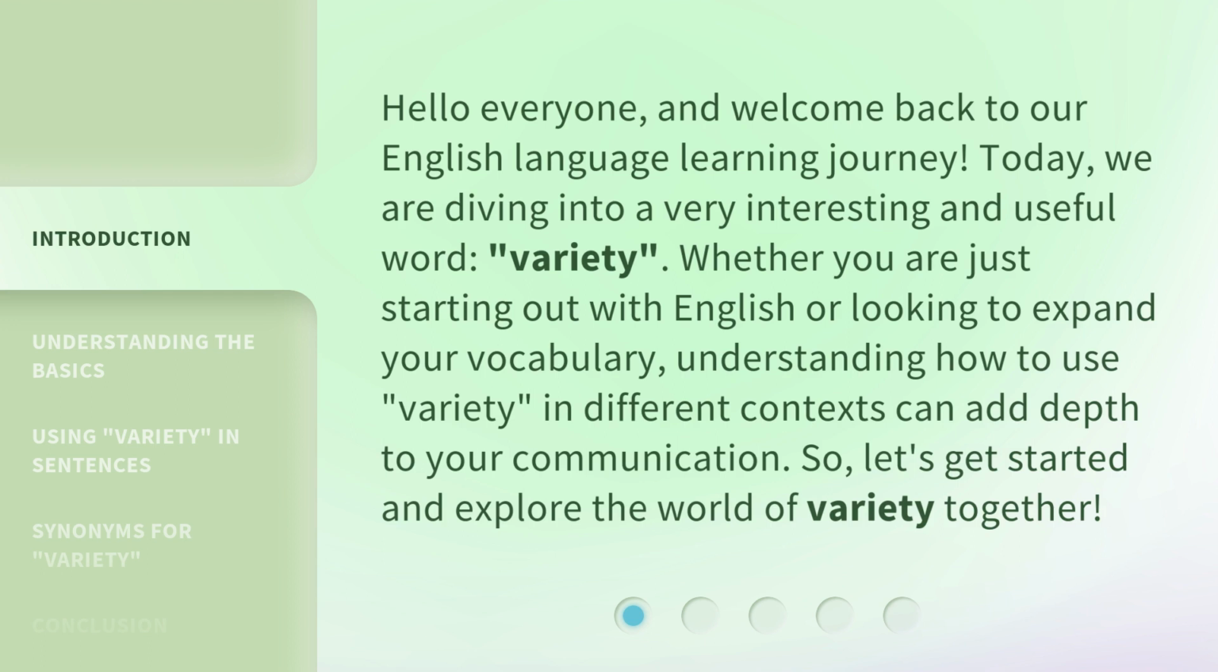Today, we are diving into a very interesting and useful word, variety. Whether you are just starting out with English or looking to expand your vocabulary, understanding how to use variety in different contexts can add depth to your communication. So, let's get started and explore the world of variety together.